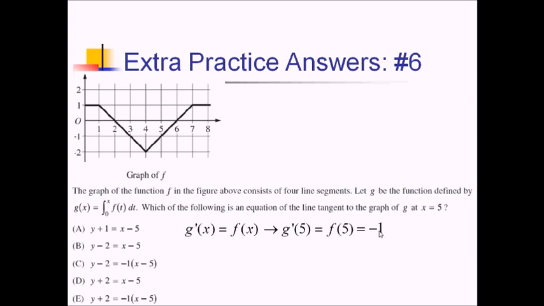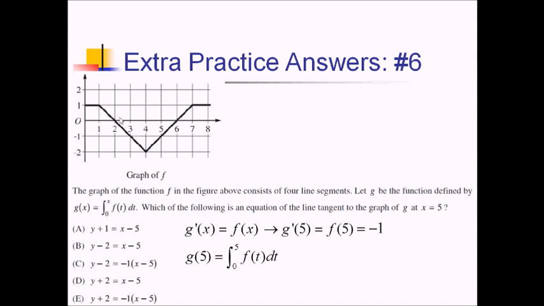In addition to our slope, we also need a point that our graph goes through, which means we need an x and a y value. We've got the x value already. They gave it to us. It's 5. We need the y value that goes with 5. To figure this out, we need to figure out g of 5. So that's basically asking for the integral from 0 to 5 of my f function here. So I'm going from 0 all the way to 5. I'm just asking about area under the curve.